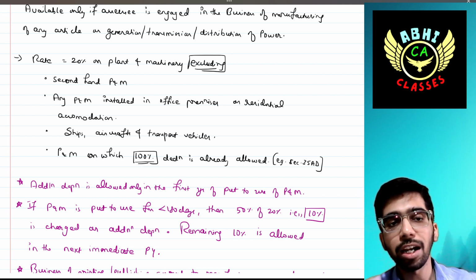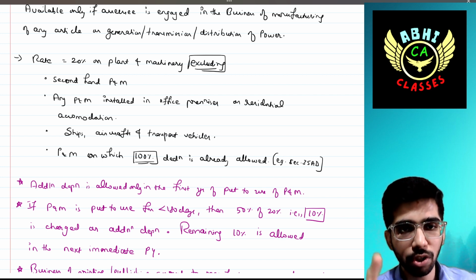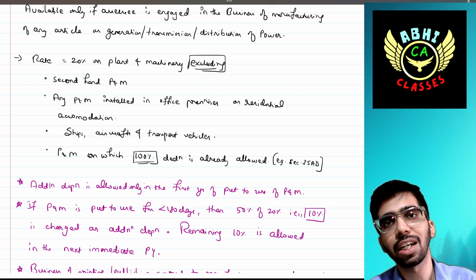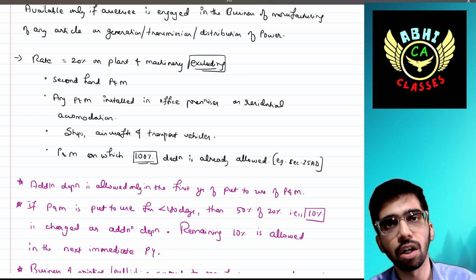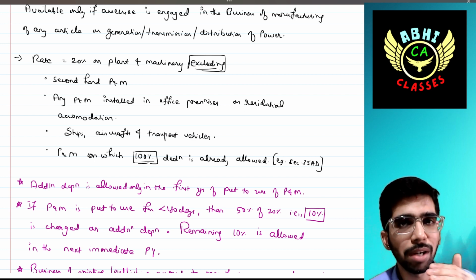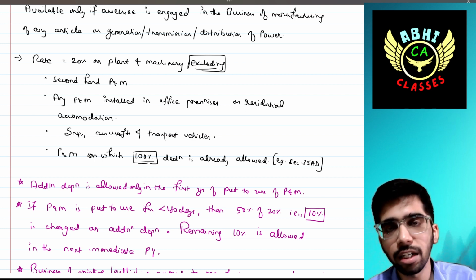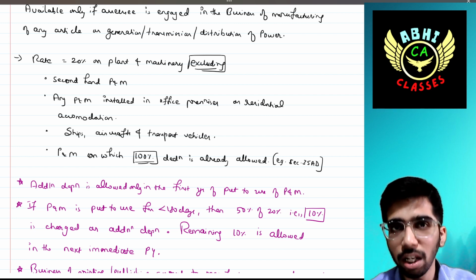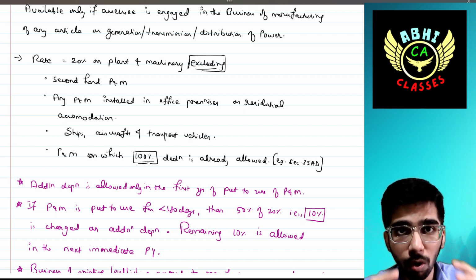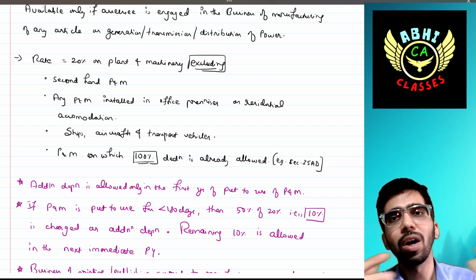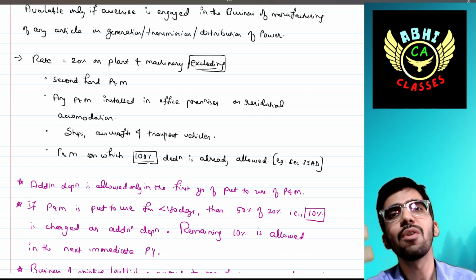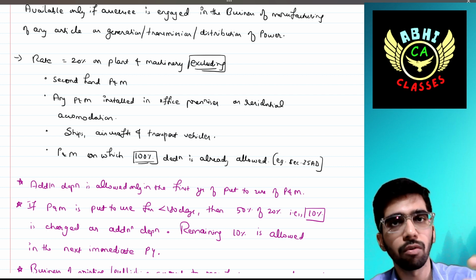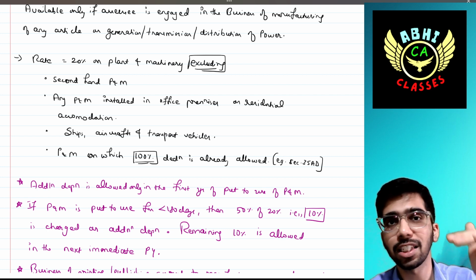For ships, aircraft, or transport vehicles, the additional depreciation would be nil, but normal depreciation can be claimed. For plant and machinery on which 100% deduction is already allowed, for example under section 35A or 35D for the research sector, we'll discuss in detail in the upcoming slides. For plant and machinery on which 100% deduction is already availed, no additional depreciation is given, because its value is already nil.